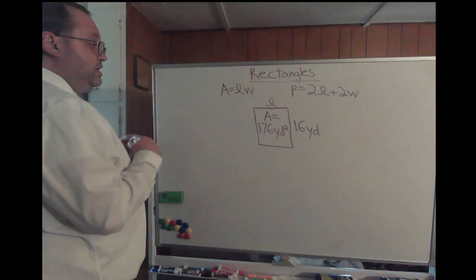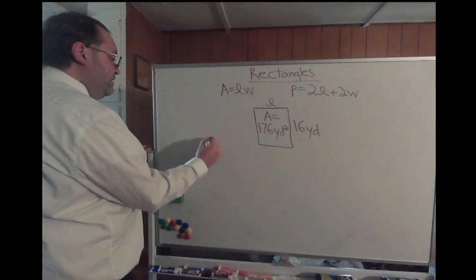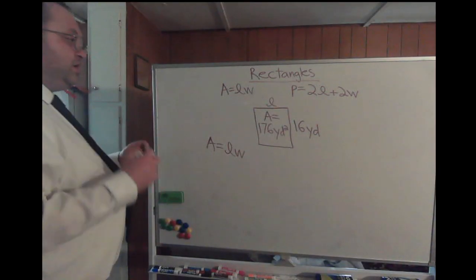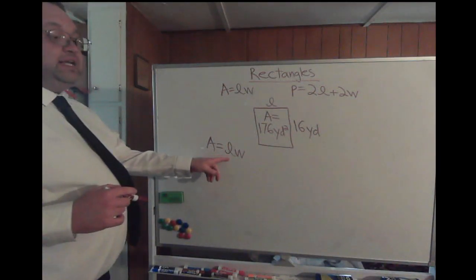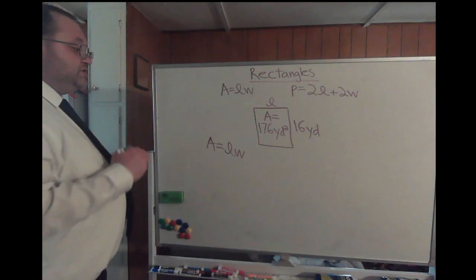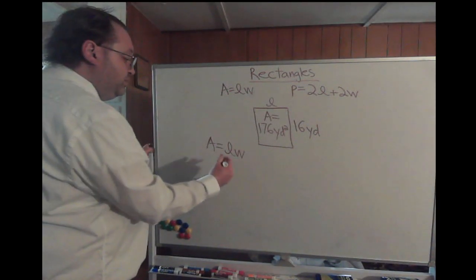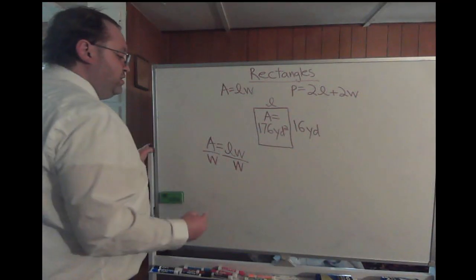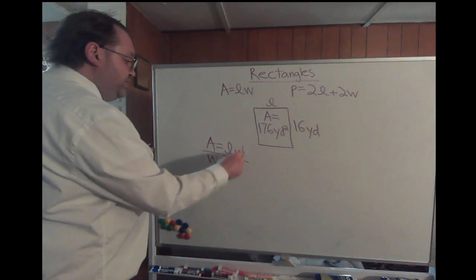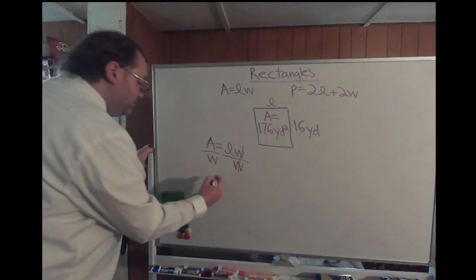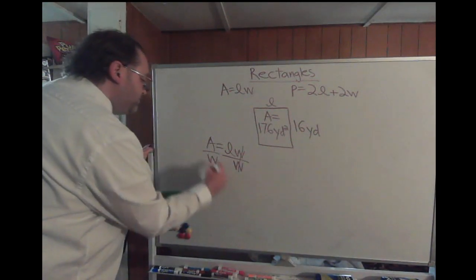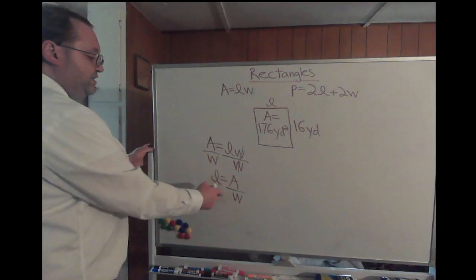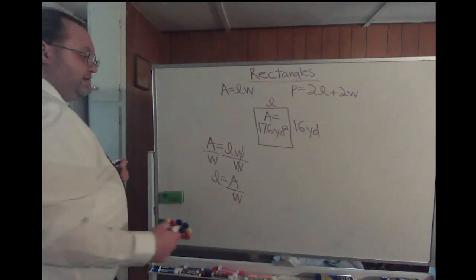No problem. If we remember, the area of a rectangle is equal to the length times the width. What we don't know is the length. We want to get the length by itself. So in order to get the length by itself, the L, we got to divide both sides by W. Well, when you divide the right side by W, the W's cancel out, so you're left with the length is equal to the area over the width.